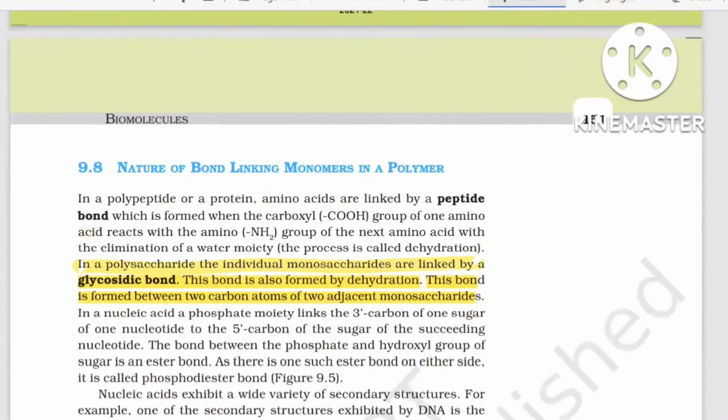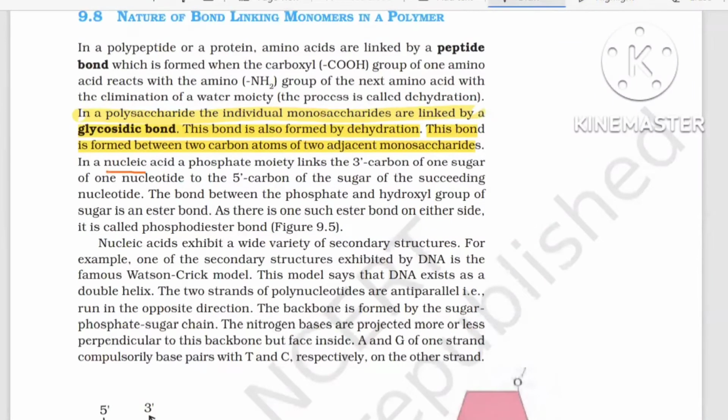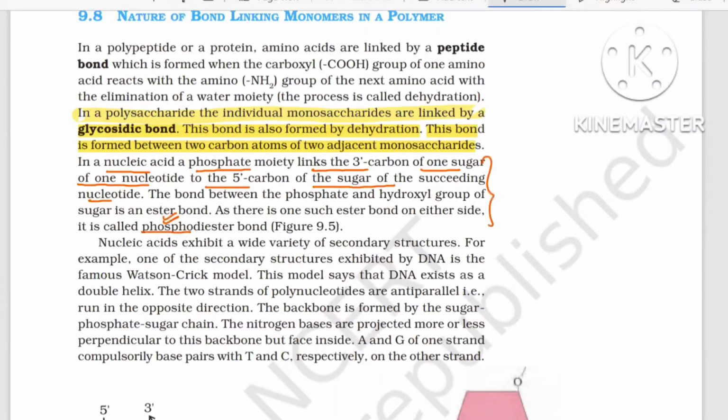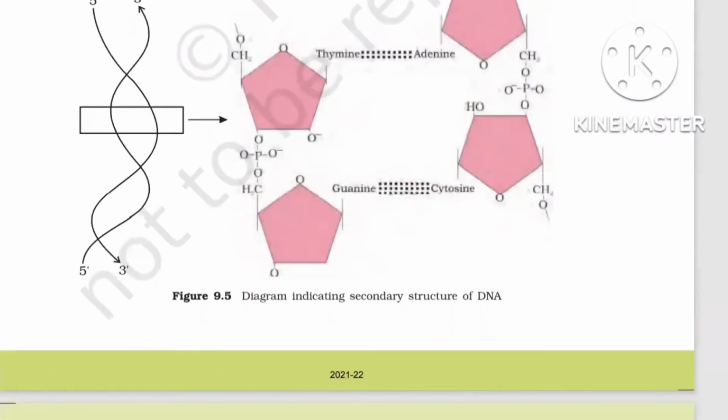Now see here. To make a nucleic acid, a phosphate group is attached to the 3rd carbon of the sugar of one nucleotide to the 5th carbon of the sugar of the succeeding nucleotide. And this bond is also an ester bond. Two ester bonds are there. That is why we say diester bond. Now let me explain you what you mean by this thing. See here, try to understand this diagram.